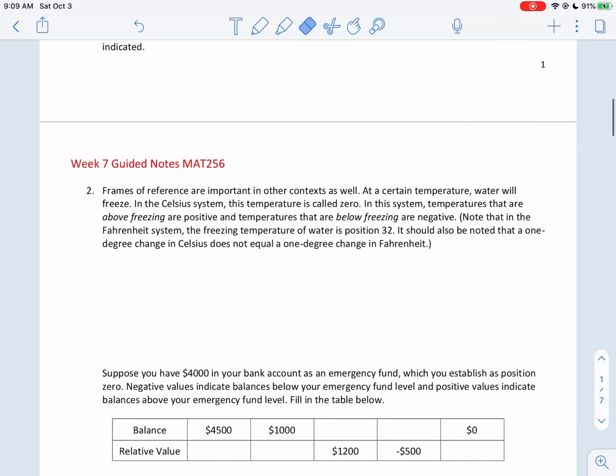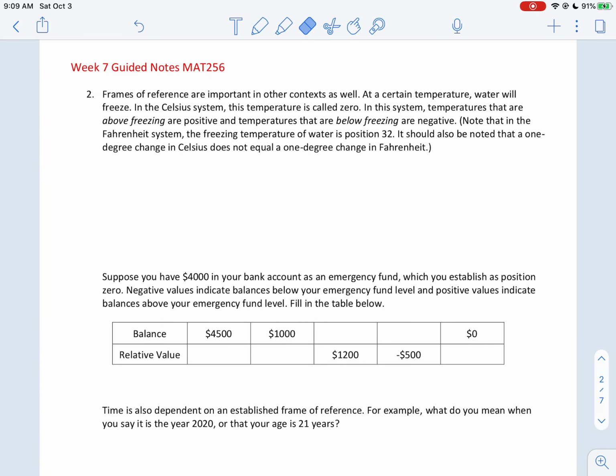Okay, let's go to the next slide, number 2. Frames of reference are important in other contexts, not only position along a path, but other contexts here as we're going to see. For example, at a certain temperature, water will freeze. Now in the Celsius system, this temperature is called 0. Reading this here. In this system, temperatures that are above freezing are positive, and temperatures that are below freezing are negative. Note that in the Fahrenheit system, the freezing temperature of water is positive 32. It should also be noted that a 1 degree change in Celsius does not equal a 1 degree change in Fahrenheit. I just say that for your information, but let's do a sideways frame of reference.